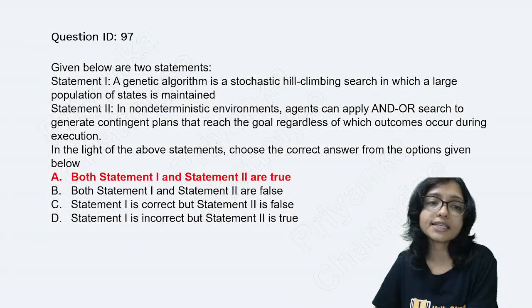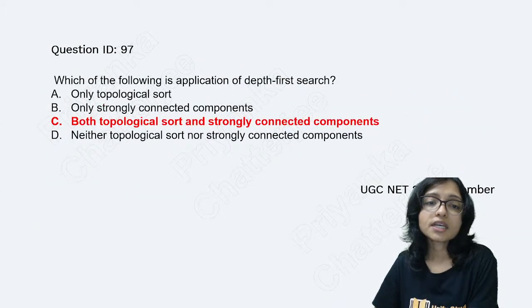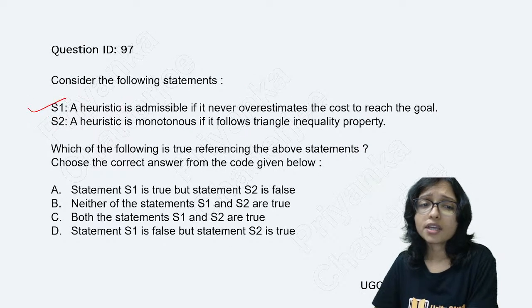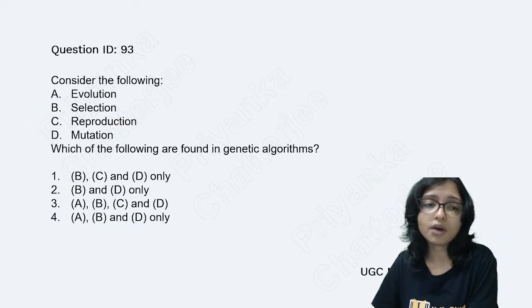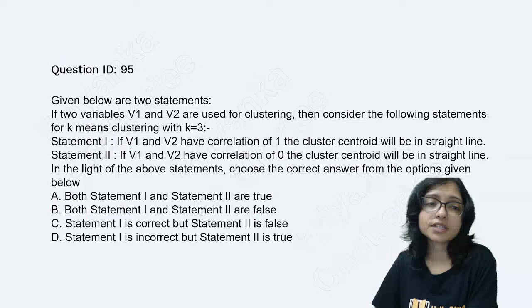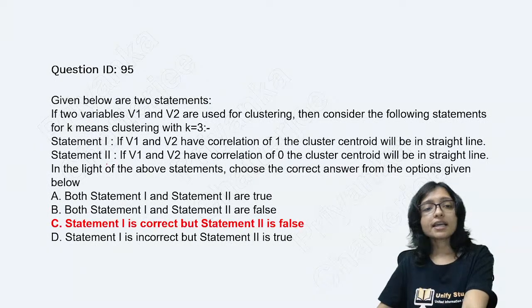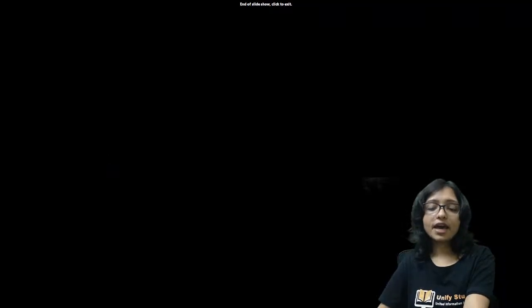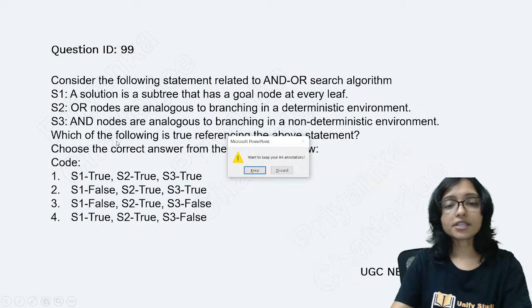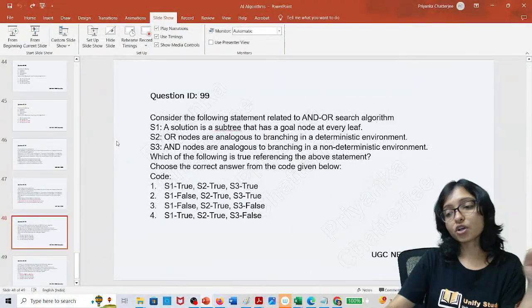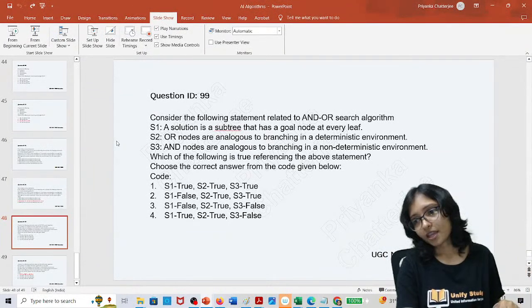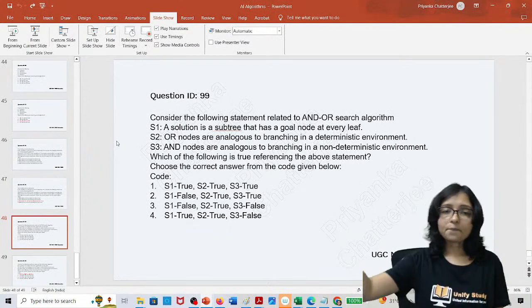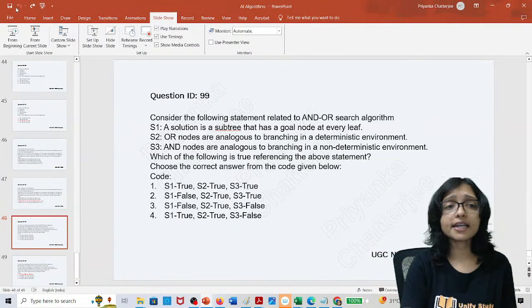Minimax we already did. Genetic algorithm also we did. This is according to the depth first search we are using in topological sort. Heuristic is admissible, monotonous, that you also know now. Evaluation, selection, these are all the questions we did. Clustering, K-means clustering we have to do. If you are interested, then I will take a class on the remaining algorithms. Let me know in the comment section. Is it fine? Now all the algorithms are easy.